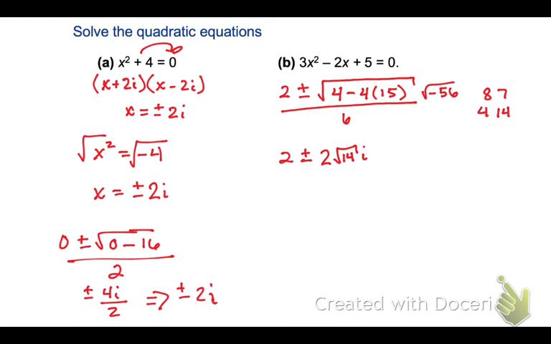Where'd the i come from? The negative 56, all over 6. What can I take out of 2, 2, and 6? 2. So that becomes a 1 and a 3. So that gives me 1/3 plus or minus the square root of 14 over 3i. Why did I have to do that? Negative. I have to write it as a complex number, right?